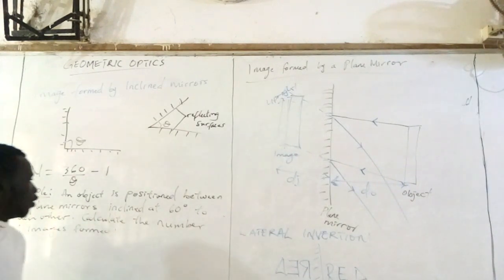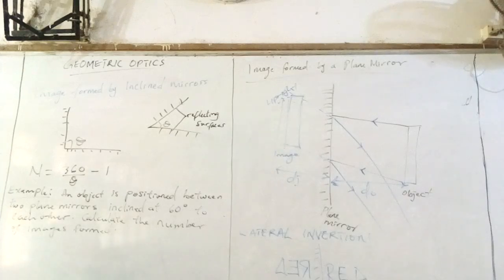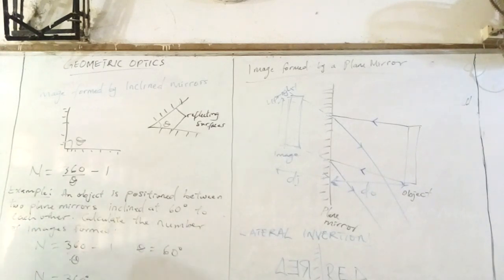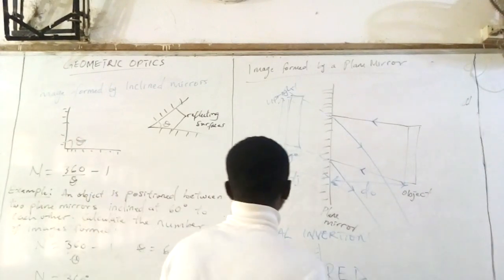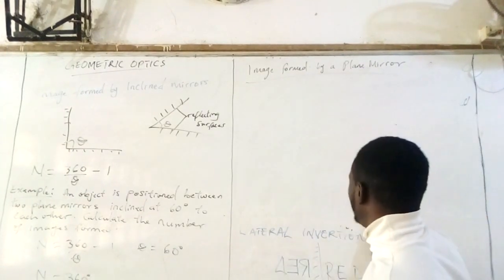For this example, an object is positioned between two plane mirrors inclined at 60 degrees to each other. Calculate the number of images formed. Now, the number of images formed is given by 360 over theta minus 1. From the question, theta is 60 degrees. Therefore, N equals 360 over 60 minus 1. So 360 over 60 gives us 6 minus 1, which equals 5. So for plane mirrors inclined at an angle of 60 degrees, 5 images are produced.